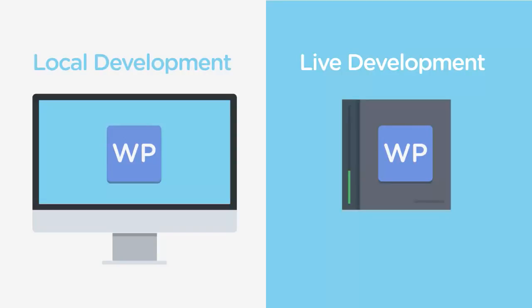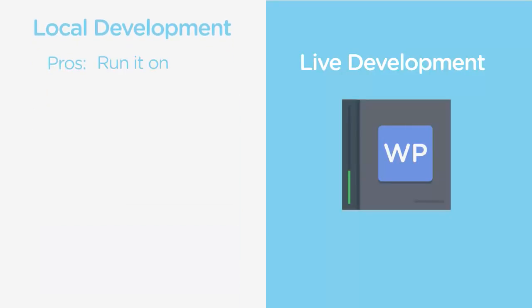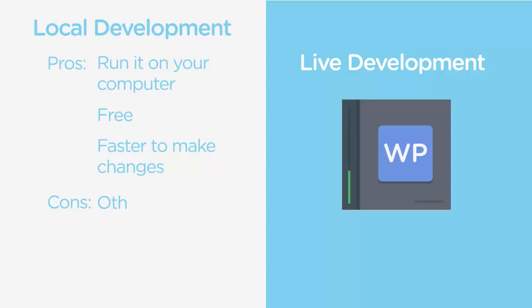For local development, the pros are that you could run it on your computer, it's free, and it's faster to make changes, which mostly applies to coders, although average users as well can see a difference. The cons, on the other hand, are that other people cannot view a local WordPress site. Additionally, some plugins may not work out of the box.